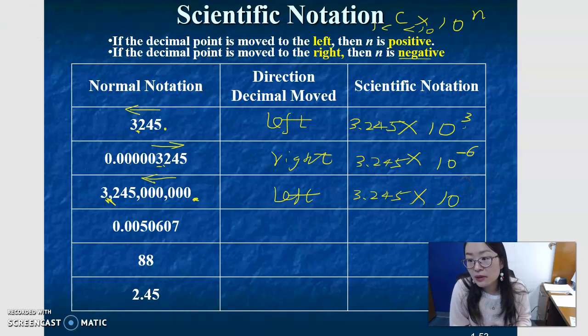I can erase that. Let me erase it. So what happened to the eraser? Okay, so this is 9.